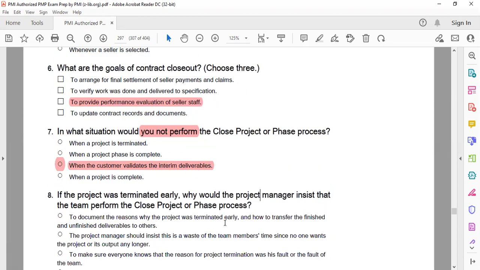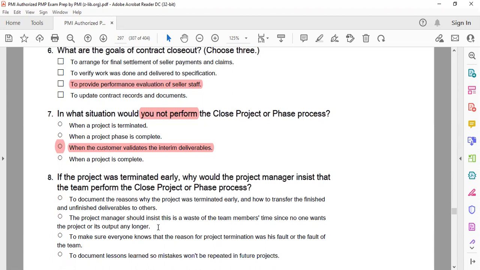A: To document the reason why the project was terminated early and how to transfer the finished and unfinished deliverables to others. B: The project manager should insist because this is a waste of the team members' time since no one wants the project or its output any longer. C: To make sure everyone knows that the reason for the project termination was his fault. D: To document lessons learned so mistakes won't be repeated in future projects.